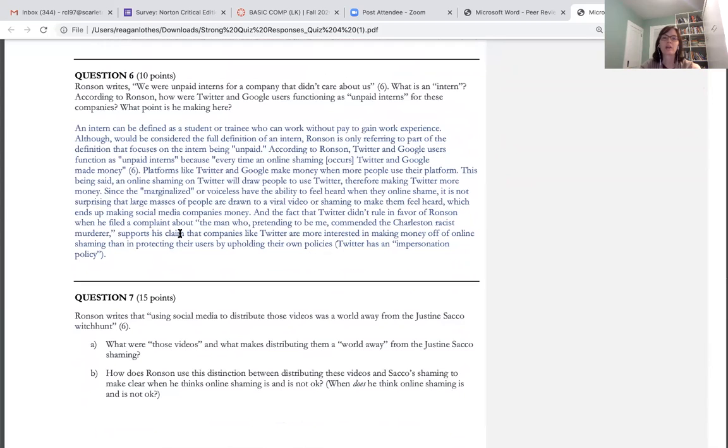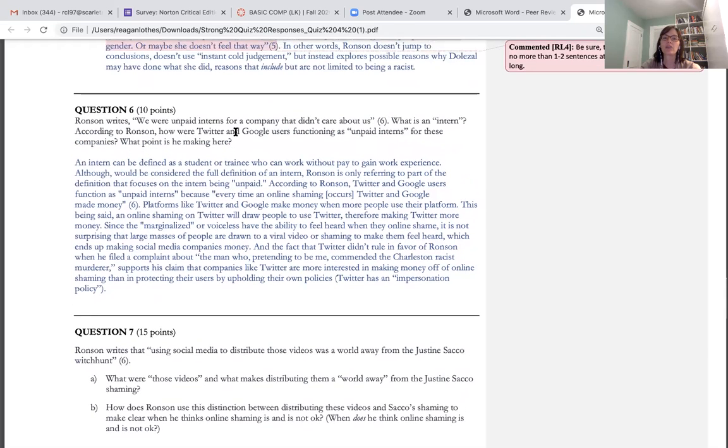So Ronson writes, we were unpaid interns for a company that didn't care about us. What is an intern? According to Ronson, how were Twitter and Google users functioning as unpaid interns for these companies? And what point is he making here? Okay, and so one thing I want to draw our attention to before I move to the response is that for these quizzes during the first half of the semester, I'm sometimes breaking down the question into the steps you need to follow to respond to it fully and successfully.